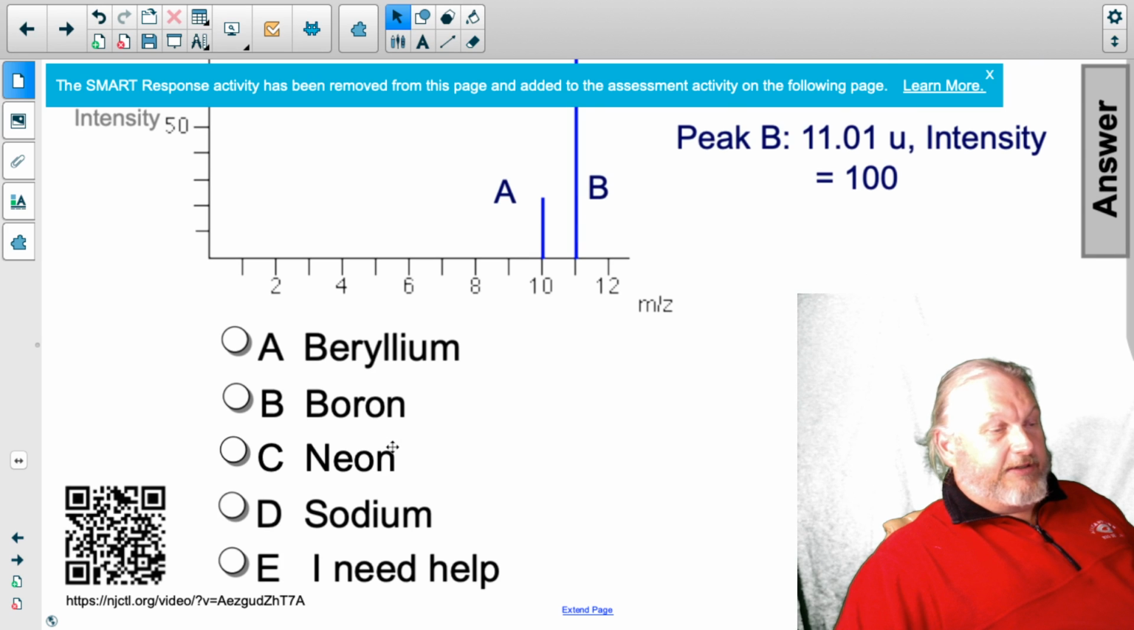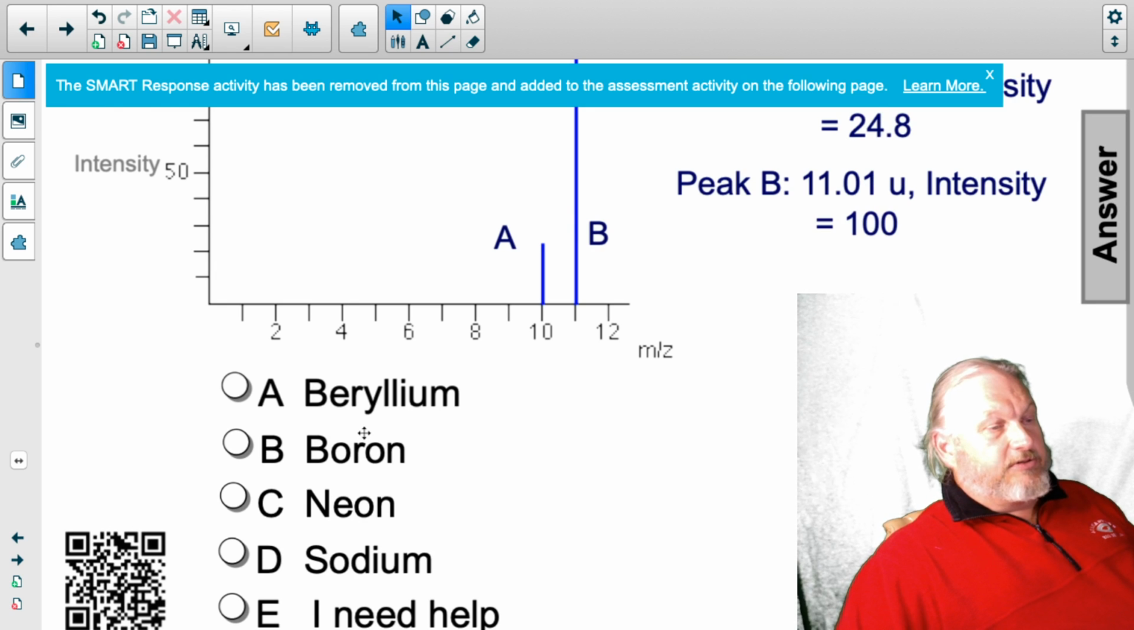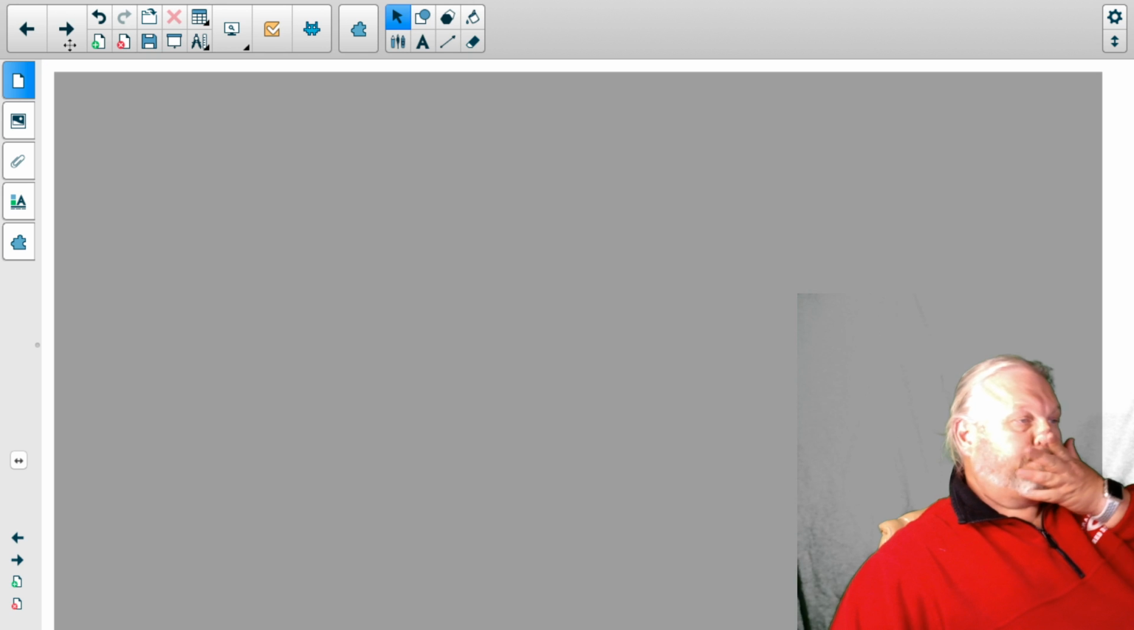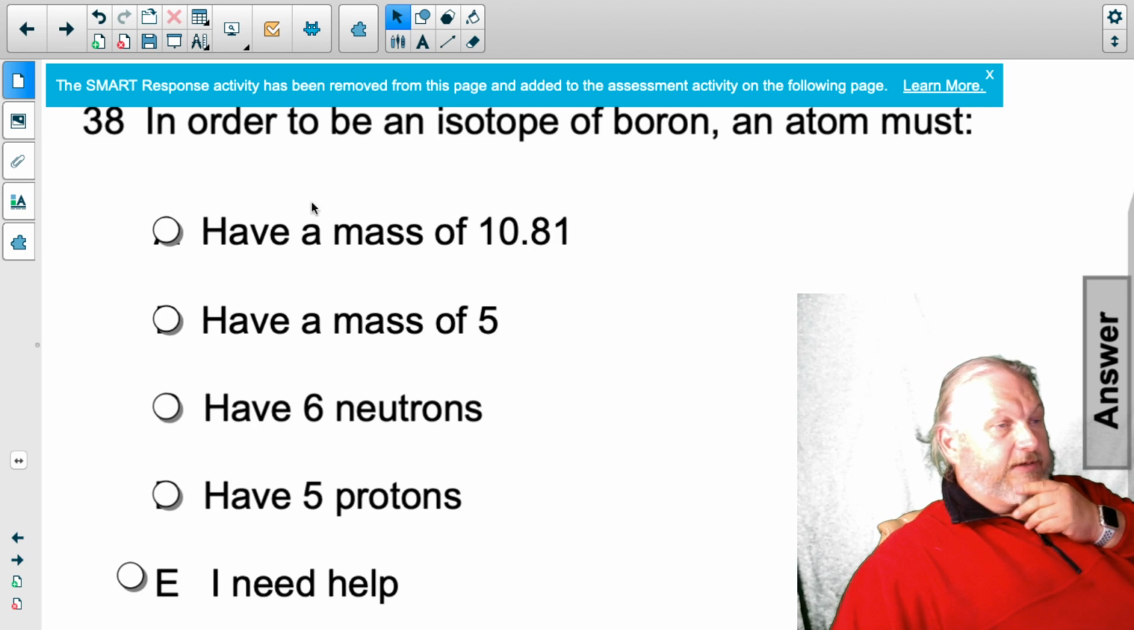Now, this we can pretty well guess. We can look at our periodic table. Pretty sure that's not neon. Could be boron, could be beryllium, can't be sodium. So it's going to be beryllium or boron. Could very easily be a test question.